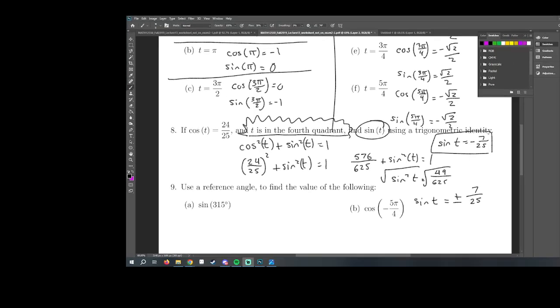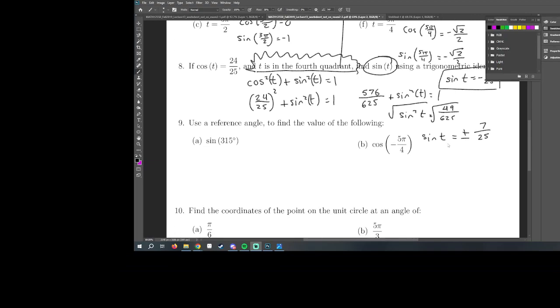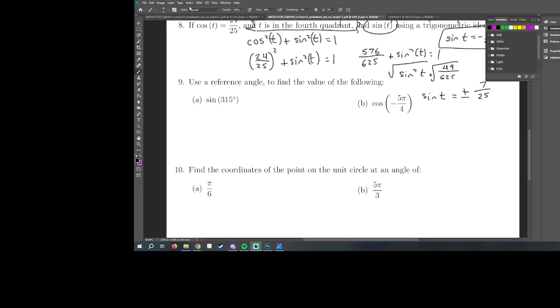Now here they're saying use a reference angle to find the value of the following. A reference angle is the angle made with the x-axis for some other angle.